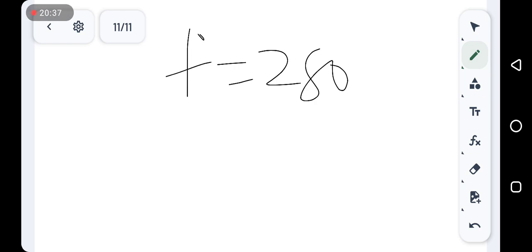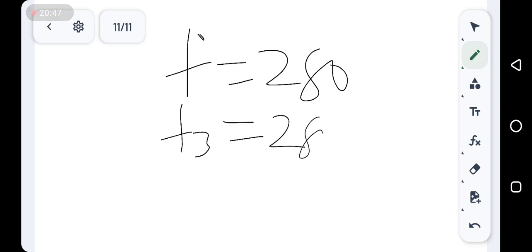This is the fundamental frequency. F3 is now going to be 280 multiplied by, since n is equal to 3, so we now say n plus 1, which is 3 plus 1 is equal to 4. So when we multiply this, whatever it gives us is the answer.